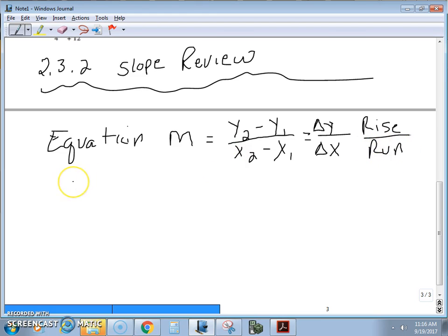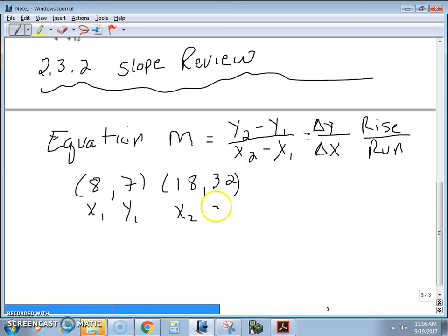So really quickly, if we're given 2 points, you guys shout out some of your favorite numbers. 8 and 7. And what's another point? 18 and 32. Okay, these are the two that we're using. So we have x1 and y1, and we have x2 and y2.